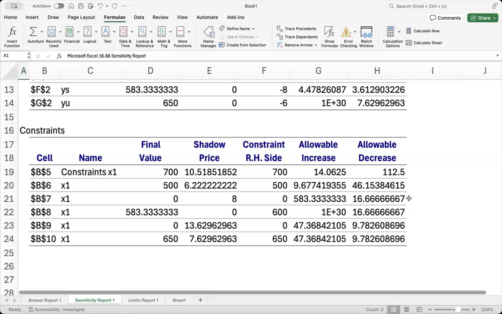Okay, so this information is important for bottlenecking. If you want to improve your process, which one should you invest in?